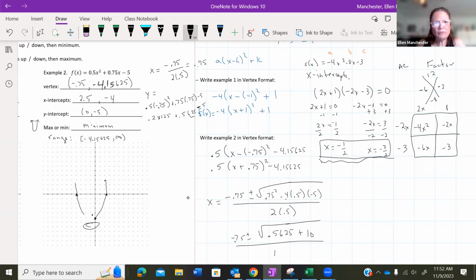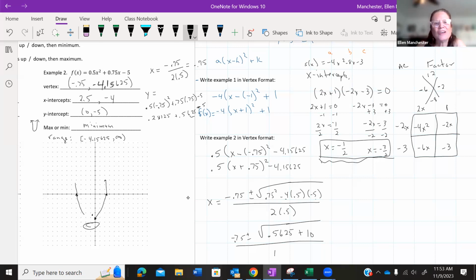Did anybody else get a different vertex? You guys are just going to leave me hanging? Okay, so that first number is right. I just saw it, I think.